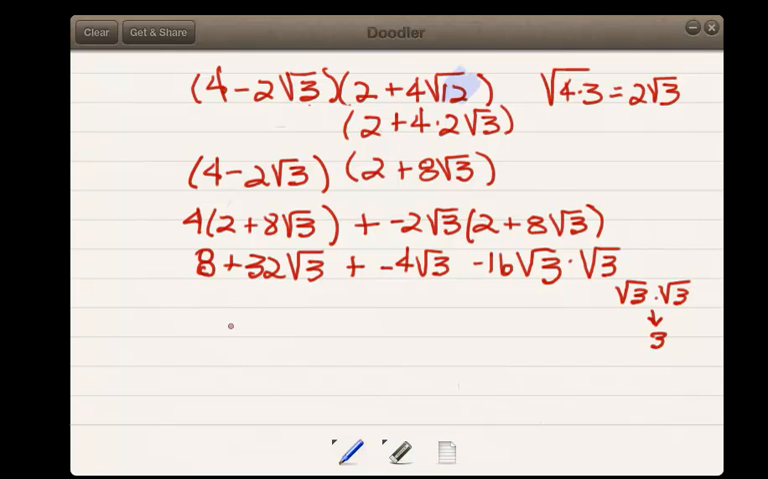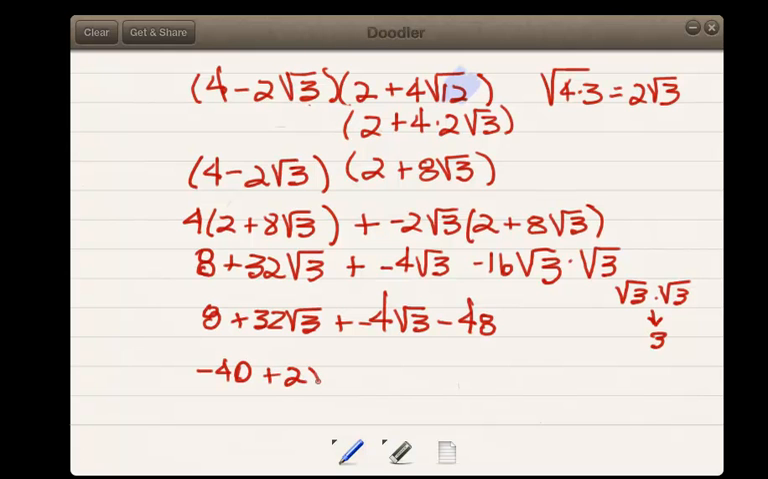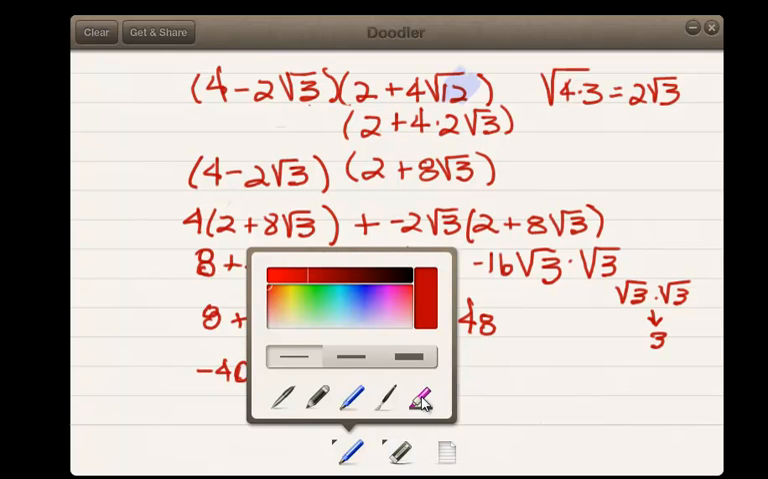Okay, so let's rewrite everything here. I've got my 8, plus 32 times the square root of 3, add my negative 4 square roots of 3, and then I have negative 16 times 3, because that's what this is, and that gives me a negative 48. Now let's combine all our numbers together. I've got a negative 48 plus that 8. That gives me a negative 40. Now these are both the same on the inside, so I can add these numbers in front. That gives me 32 minus 4, a positive 28, and then that 28 has the square root of 3 with it. So that right there is your final answer.